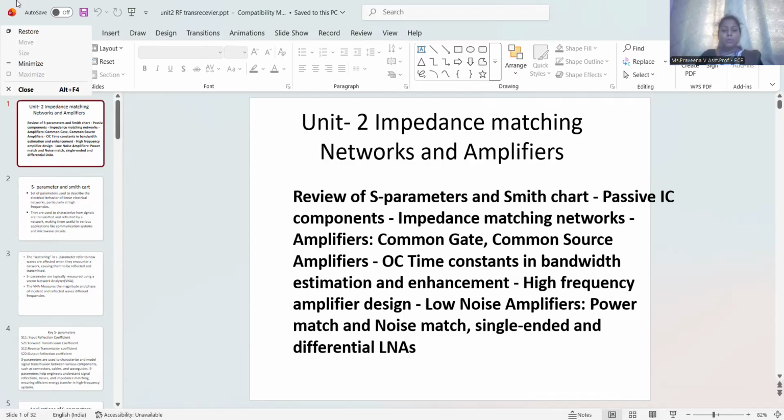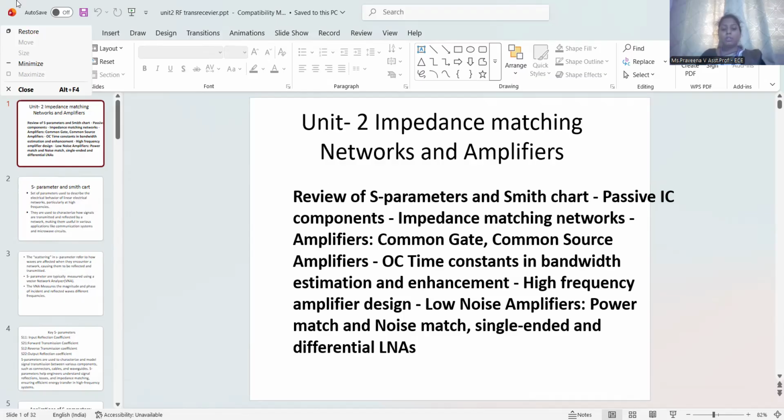In this unit, we are going to begin with S parameters and the Smith chart, which are important tools for analyzing RF circuits. For example, if you design a Wi-Fi antenna, engineers use the Smith chart to match the antenna impedance to the transmission impedance, in order to calculate the overall network efficiency, ensuring maximum power transfer and minimal signal losses.